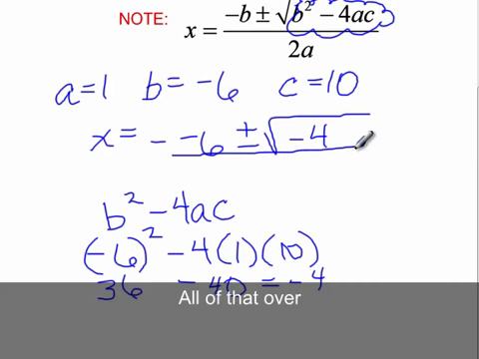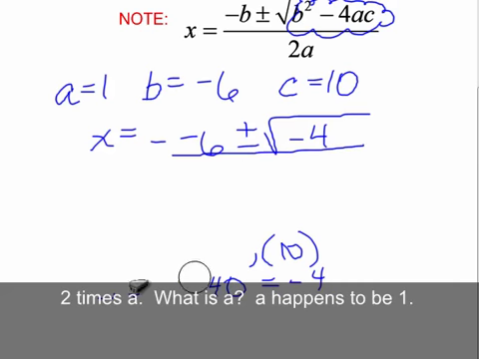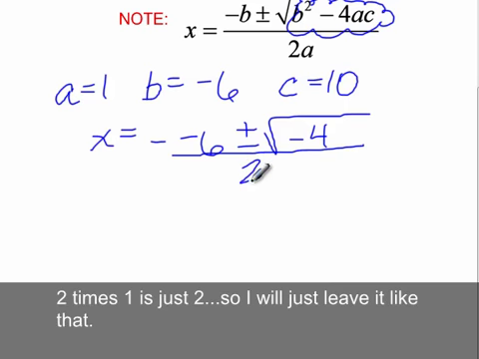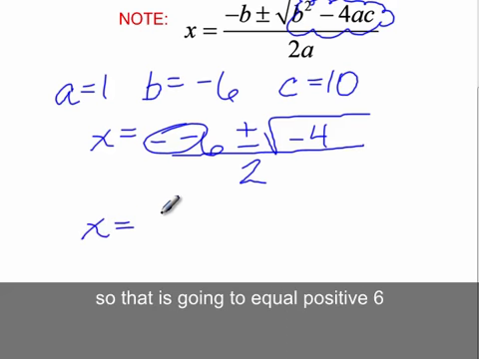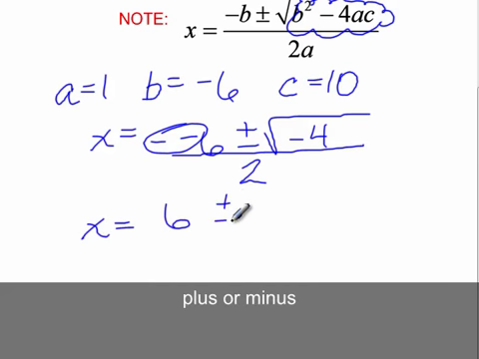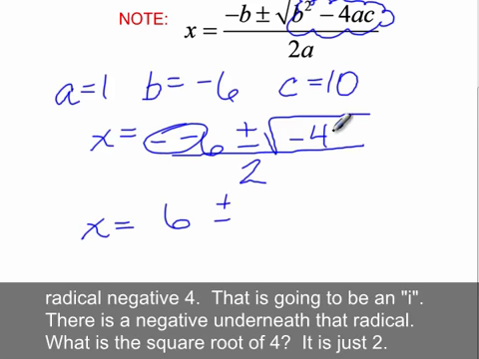All of that over 2 times a. And what is a? A just happens to be 1. So 2 times 1 is just 2, so I'm just going to leave it like that. Now remember, be careful here. I had a minus b, which happened to be a -6. So that is going to equal +6 plus or minus radical -4.